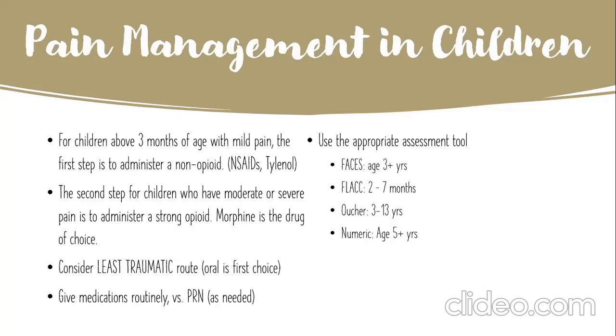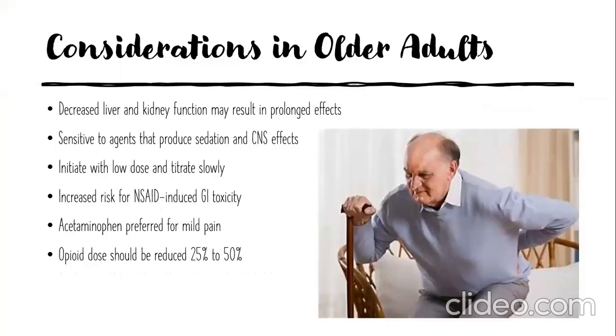Obviously, for kids, you want to choose the least traumatic route. Oral, of course, is going to be your best choice. You want to try to get them to just take it willingly by mouth versus giving them a shot. Because children may have difficulty expressing their symptoms, you want to schedule medications routinely versus as needed. So instead of saying the patient can have Tylenol every 4 hours PRN, it's probably just going to be scheduled, so you give the child Tylenol every 4 hours because they're not able to really express their pain.